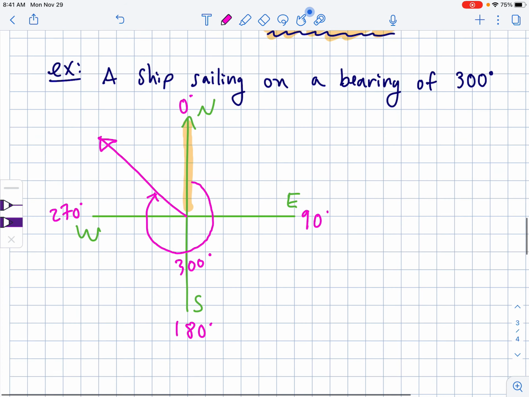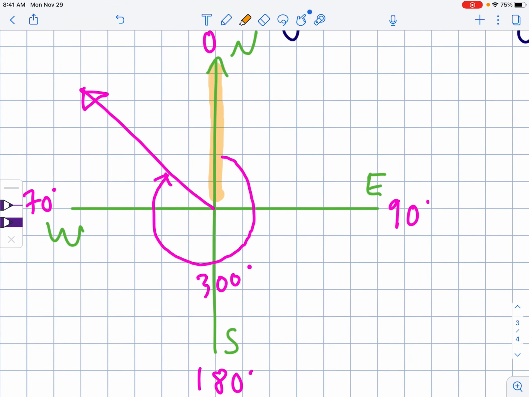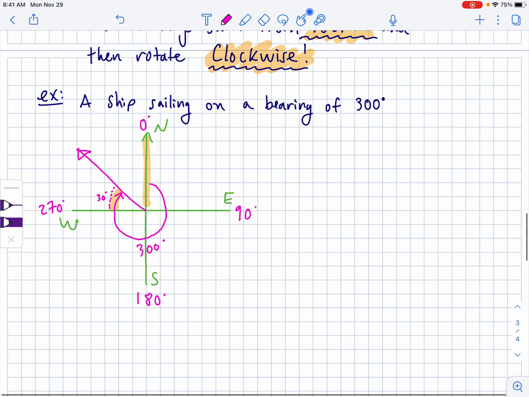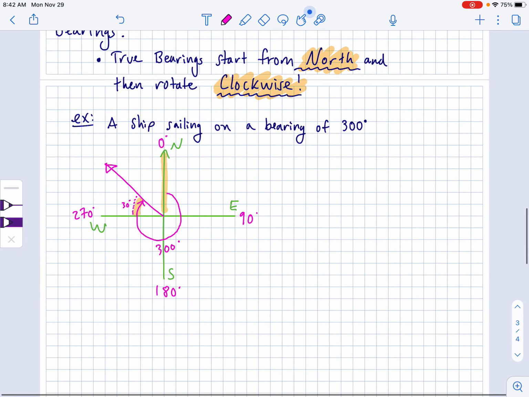Later on, it'll be to your advantage to know that this is 30 degrees past 270. But that'll come up in the workings of problems. But if you hear on the radio a ship is sailing on a bearing of 300 degrees, that means that they're going kind of northwest, a little more west than northwest. So yeah, you know which direction that is.